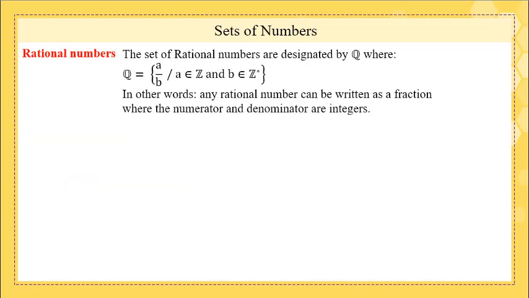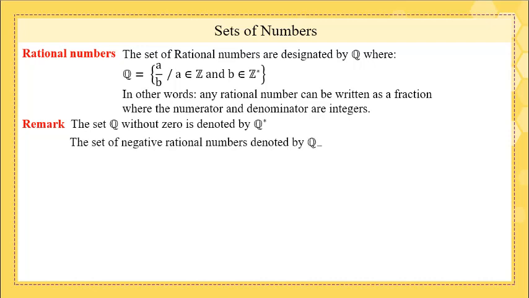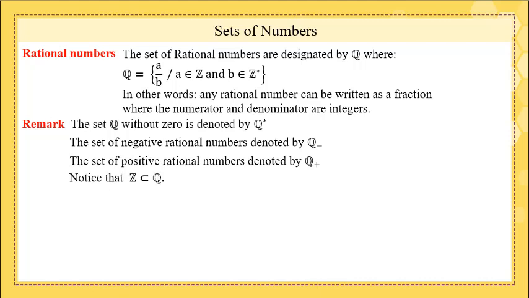Rational numbers. The set of rational numbers is designated by Q. Any rational number can be written as a fraction where the numerator and denominator are integers. The set Q without 0 is denoted by Q star. The set of negative rational numbers is denoted by Q minus. The set of positive rational numbers is denoted by Q plus. Notice that all the integers belong to set Z, and they also belong to set Q, so Z is a subset of Q.